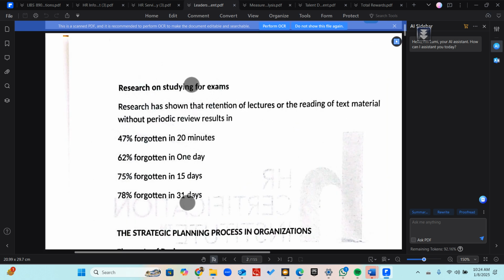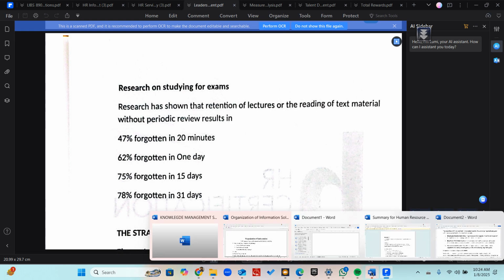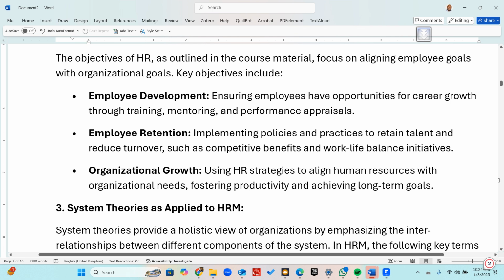One important thing for the exam: research has shown that retention of lectures or reading of text materials without periodic review results in 47% forgotten in 20 minutes, 62% forgotten in 1 day, 75% forgotten in 15 days, and 78% forgotten in 38 days. This is just research on learning. So I hope you understand why you should learn regularly and review materials for the exam.